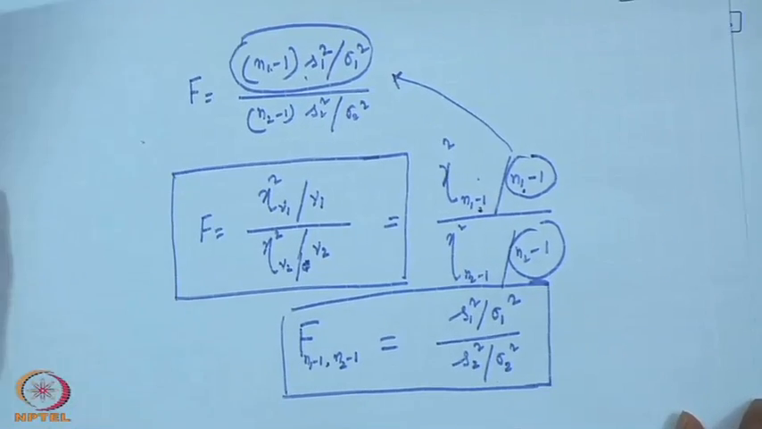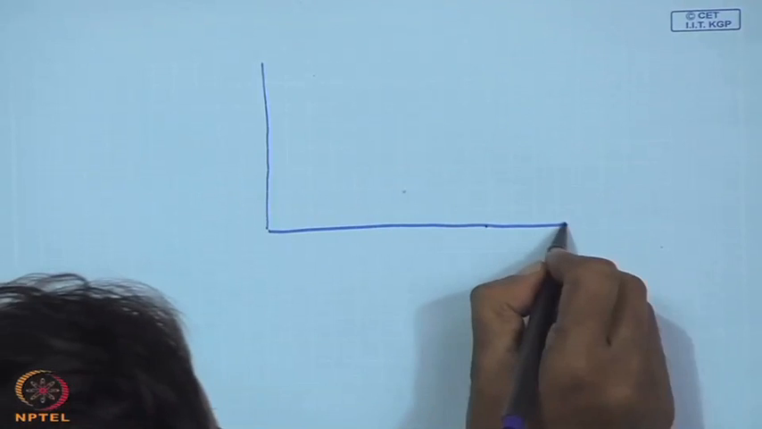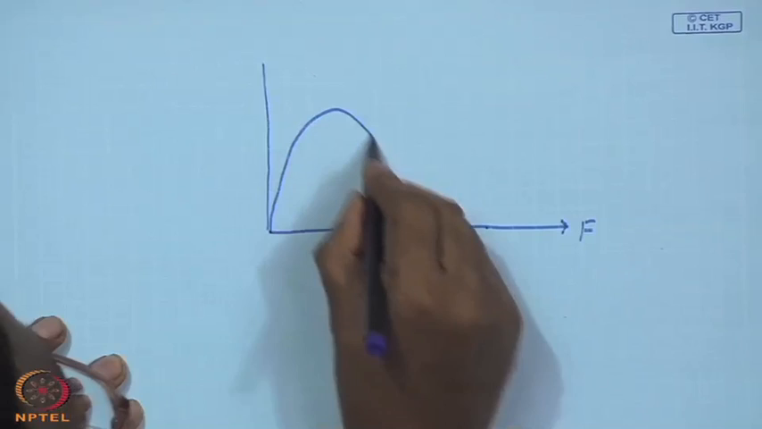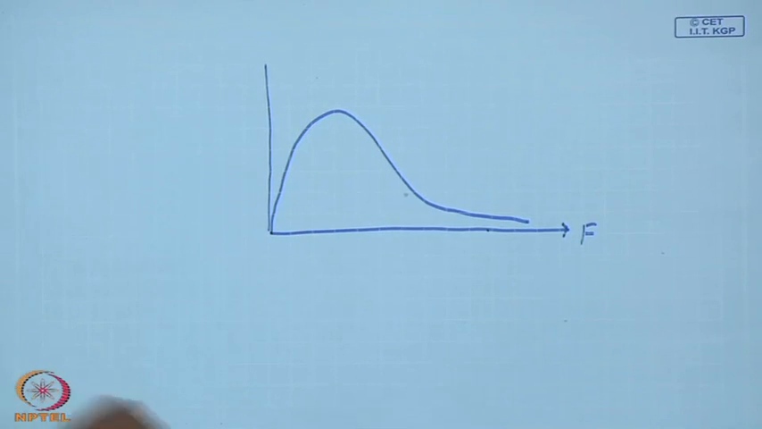Can you now develop it? You know that. So, what is our statistic? Your statistic is S 1 square by sigma 1 square divided by S 2 square by sigma 2 square. This follows the F distribution. So, your F distribution is like this. What do we want to create?